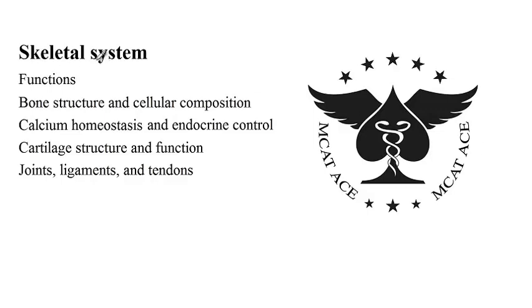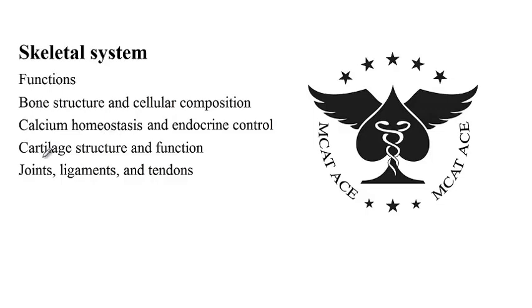Today's lecture is going to cover the skeletal system. We are going to review the functions of this system, which include structural support and rigidity, calcium storage, and physical protection. We are going to discuss different bone structures and their cellular composition, and different endocrine hormones that can affect the calcium homeostasis by affecting osteoclasts, which are cells that are responsible for digesting bones.